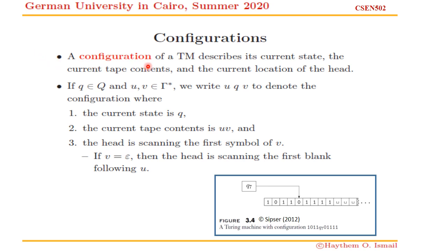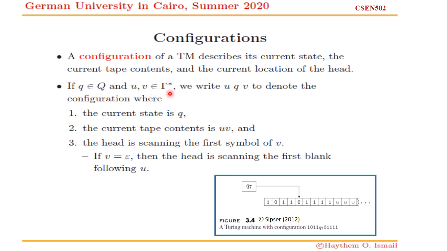A configuration of a Turing machine describes three things: its current state, the current tape contents, the entire string that is written on the tape from the beginning up to the first blank, and the current location of the head. This is everything that you need to know about the Turing machine at any given time, right? This configuration. What the state is, what's written on the tape, and where the head is.